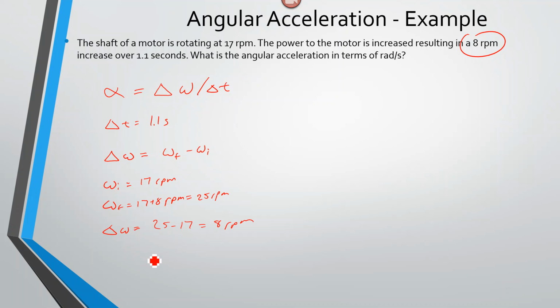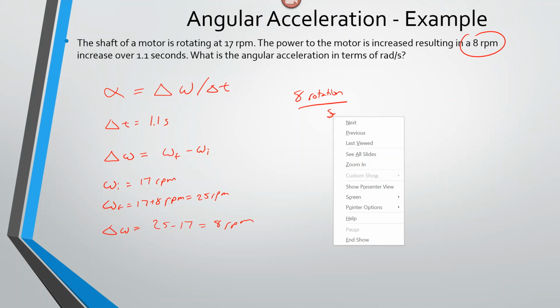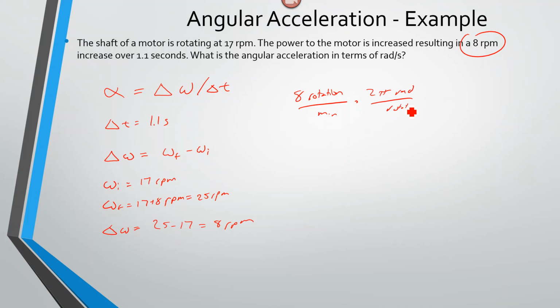So 8 rotations per second. I'm sorry, per minute. Times 2 pi radians per rotation. Rotation cancels. 1 minute, 60 seconds. Minutes cancel. We get 0.837 radians per second as our change in angular velocity.